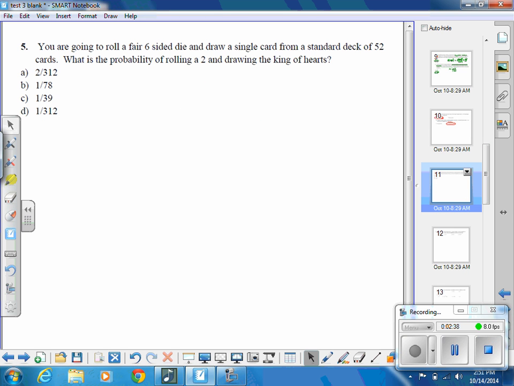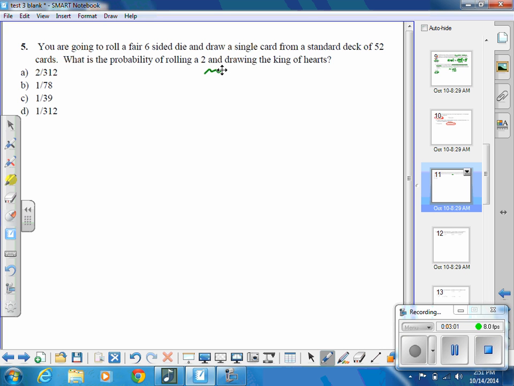Okay. Here it says you're going to roll a 6-sided die and draw a single card from a standard deck of 52 cards. Now, again, these are independent events. It doesn't matter if I get a 3 and I draw a king, okay? It says here, what's the probability of rolling a 2 and drawing the king of hearts? Two separate things that are happening. Whenever they're telling us "and," okay, I'm going to multiply these two together.